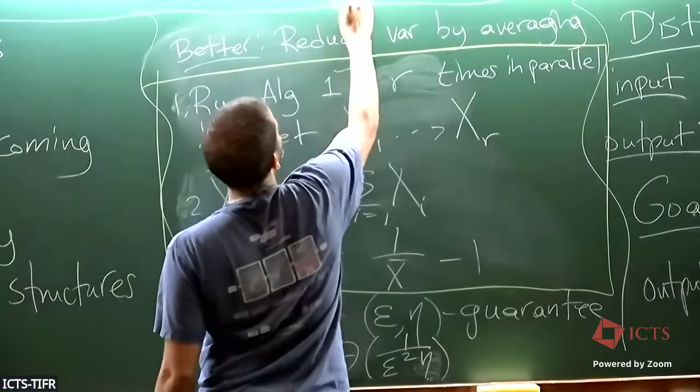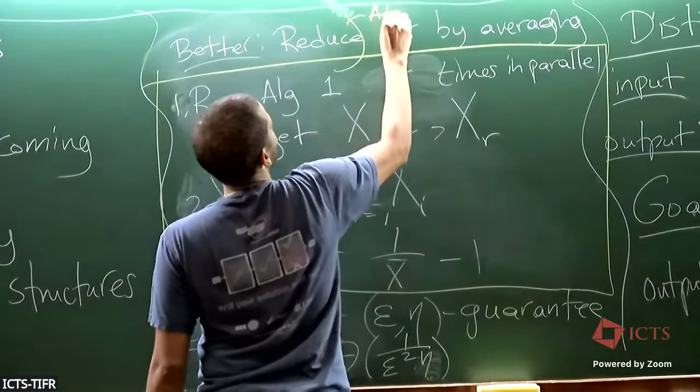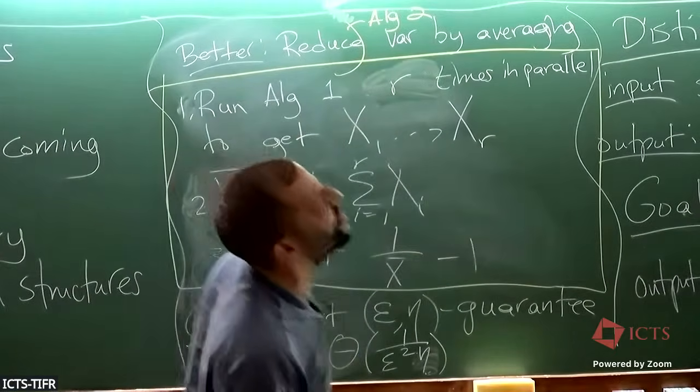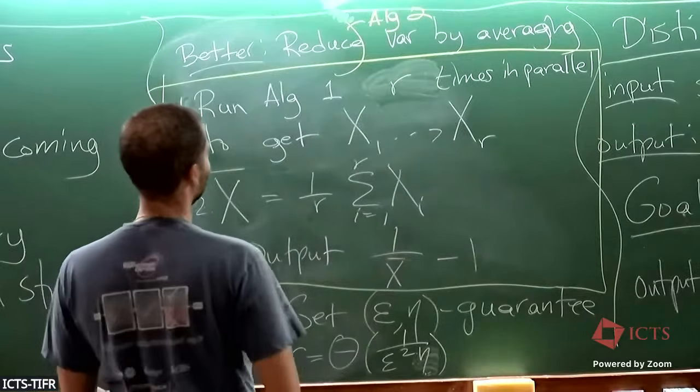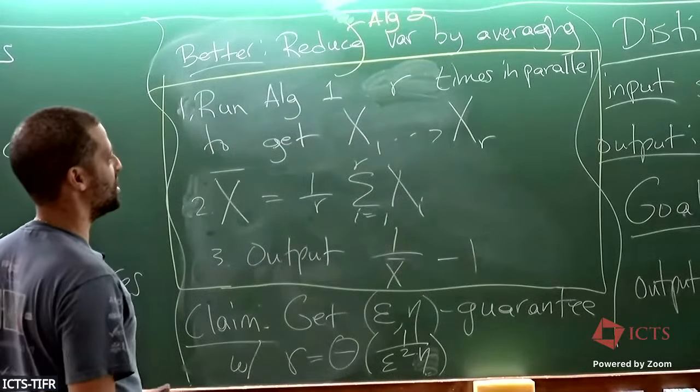Oh, I can't write. I'm not supposed to write there. This is my algorithm 2. Okay, it's visible. Okay, now and it works.